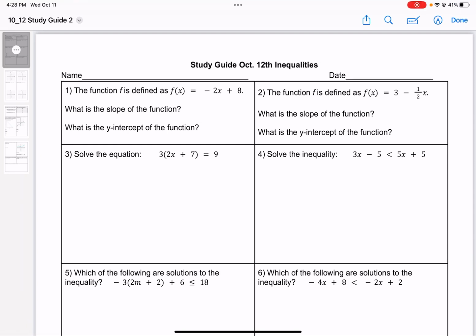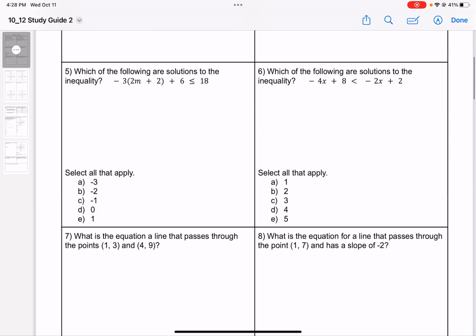All right, y'all. I'm going to go over our study guide here. I'm just going to do it page by page. So this video will only go over page 1 of the study guide. That way, it's not too long of a video. So this will cover questions 1 through 8 here.